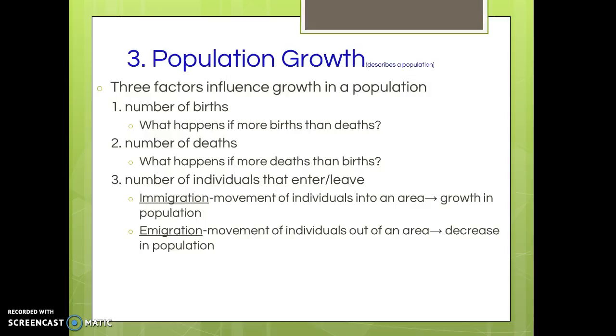The third factor is the number of individuals that are entering or leaving, and there are specific terms for that. Immigration is the movement of individuals into an area. Immigration, into, they both start with N. And this will lead to a growth in the population number because you have more individuals coming in. Emigration is the movement of individuals out of the area. And if you've got movement out, that's obviously going to decrease the population, but you do need to know those terms.